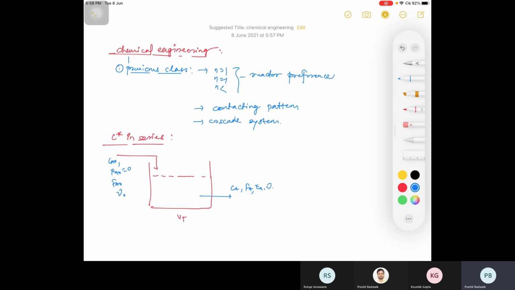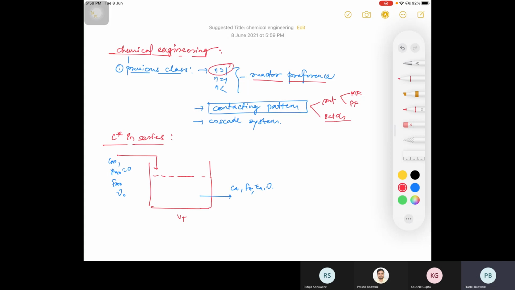Okay, so I'll quickly recap what we studied in yesterday's class. We have seen contacting pattern, how to choose continuous or batch one, right? In continuous we had MFR and PFR, so we also studied when to use MFR and when to use PFR. Okay, and then we started with reactor preference for different order reactions.